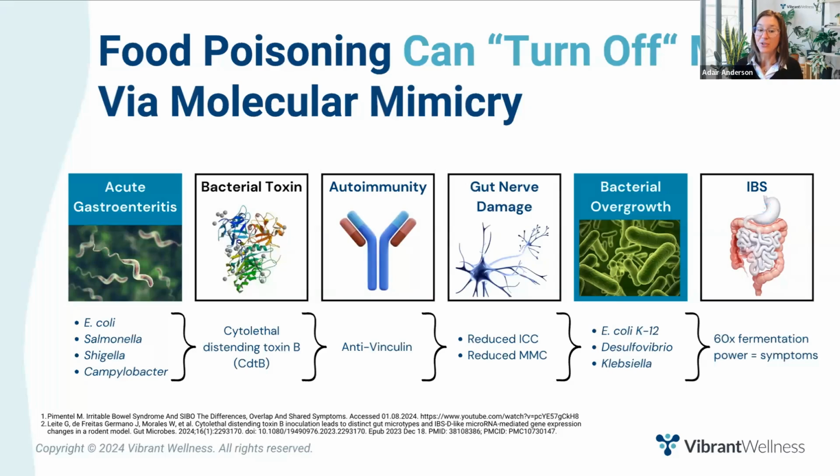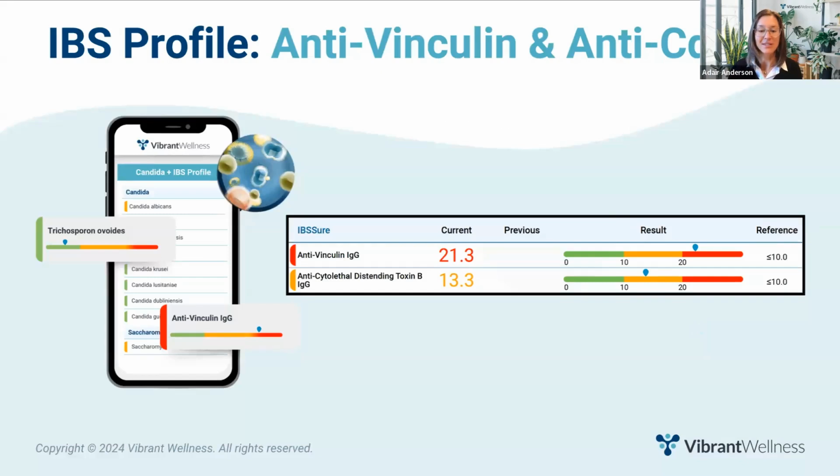Unfortunately, acute gastroenteritis caused by E. coli, Salmonella, Shigella, and Campylobacter can turn off the MMC via molecular mimicry. And check out the references on this slide to learn more. And yes, there's a test to measure whether acute gastroenteritis has caused dysmotility in your patients. It's called the Candida plus IBS profile and includes the markers vinculin and cytolethal descending toxin B. Now, let me know if you want more information about this during the Q&A.